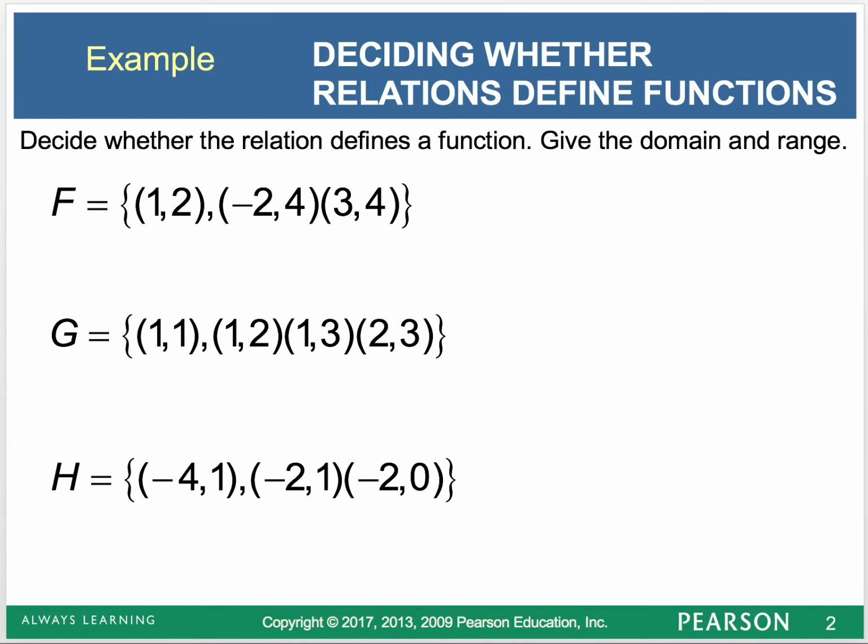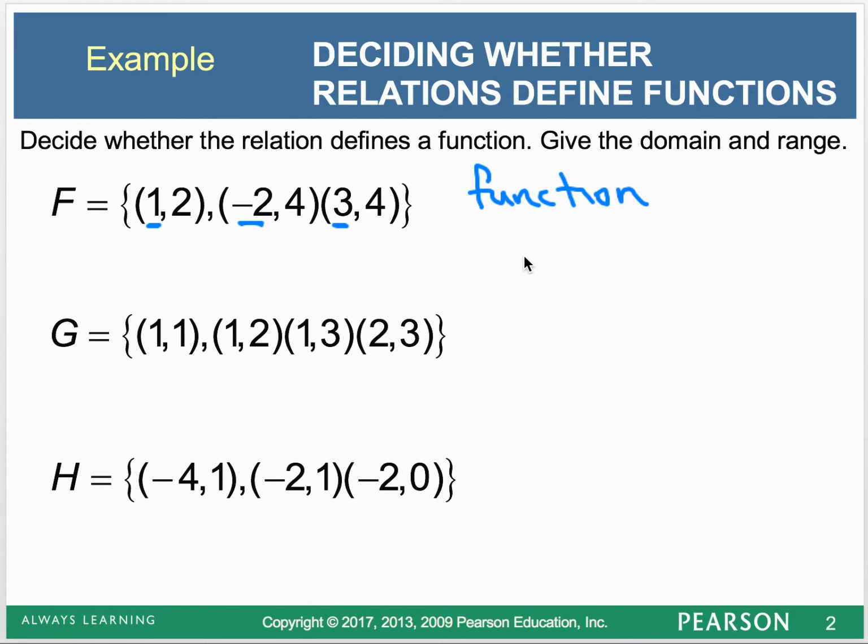Okay, so let's decide if some things are functions or not. Decide whether the relation defines a function and then give the domain and range. If I'm looking at just a set of ordered pairs, all I need to do really is look at the x values. As long as the x values are all different, it's going to be a function. So this one, yes, is a function.